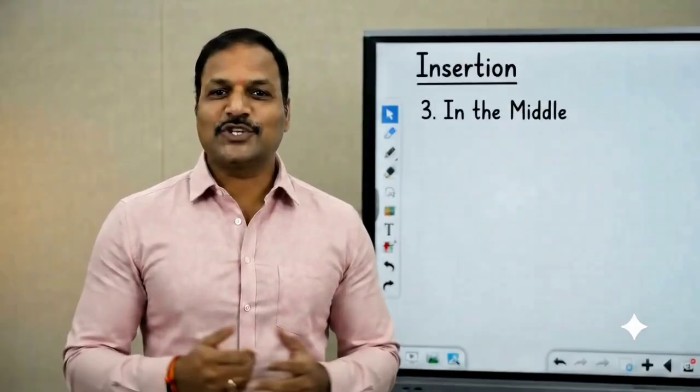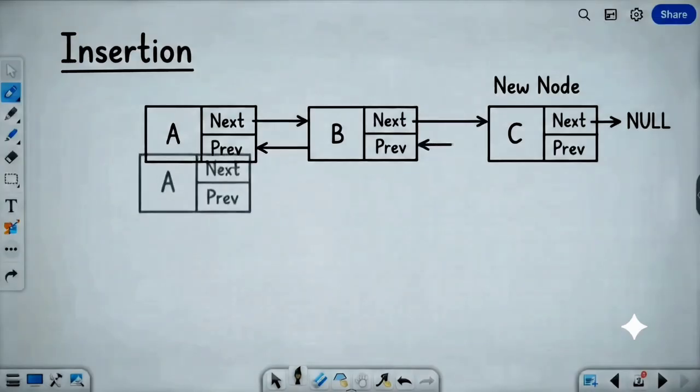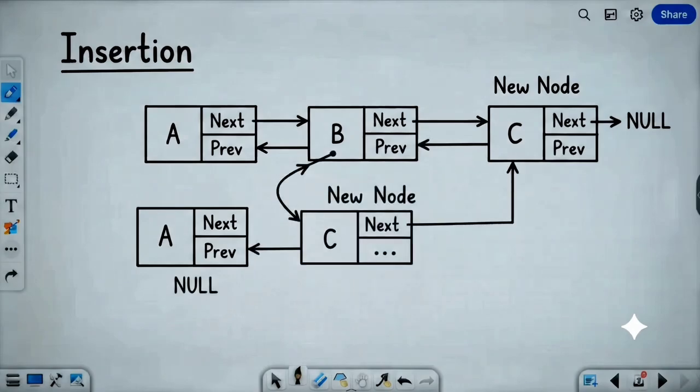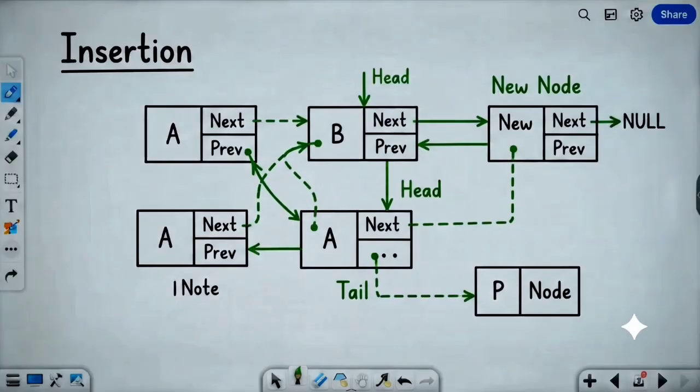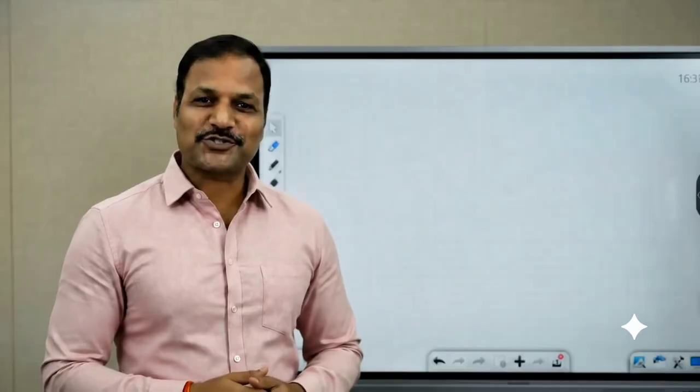Let's look at insertion. We can add a new node between 2 existing nodes. We just update the previous and next pointers. Operation complete.